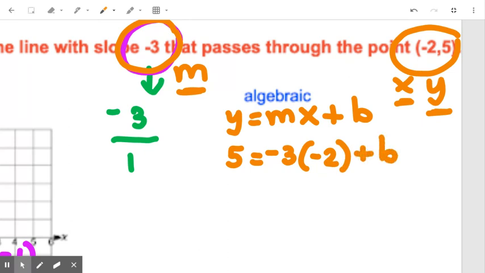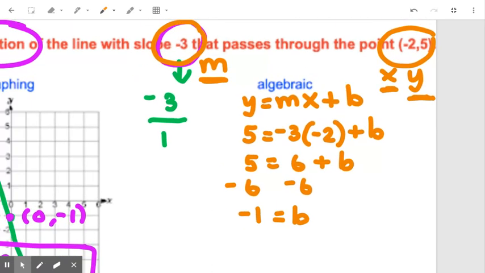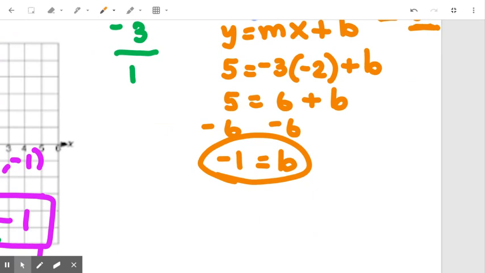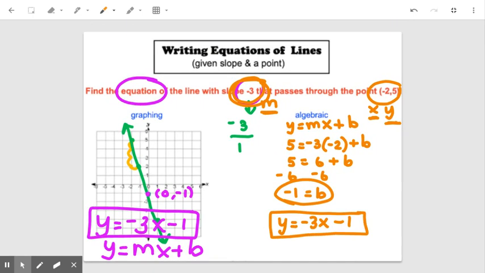All I did was take my m from above, my x and my y from above, and fill them in. So if I go ahead and simplify to solve, I get -1 for b. So now I know my slope and I know my y-intercept. So when I go to write my y equals mx plus b, I get -3x, and again, I could put plus -1, or I can just put -1. And if you look, that's the same answer we got when we graphed.